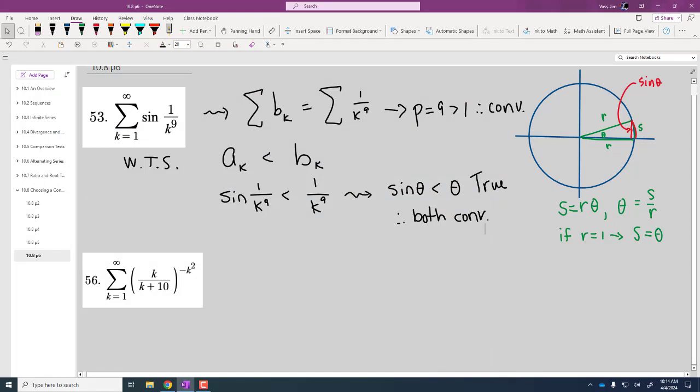And that picture also shows a great reason why, when it's small, they're basically the same. We're going to see that really soon when we look at Taylor polynomials, which are extensions of the tangent line, that sine of x and x are about the same when x is small. Okay, so that is going to converge using the comparison test there.